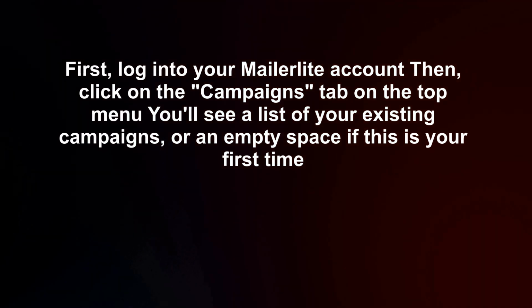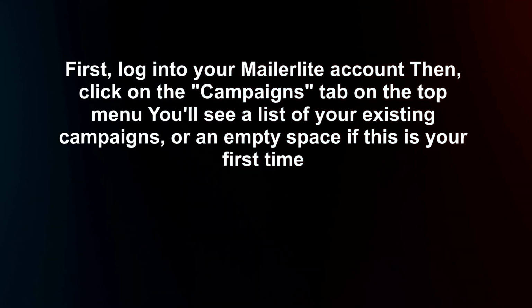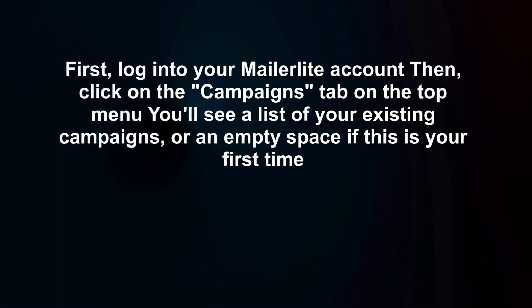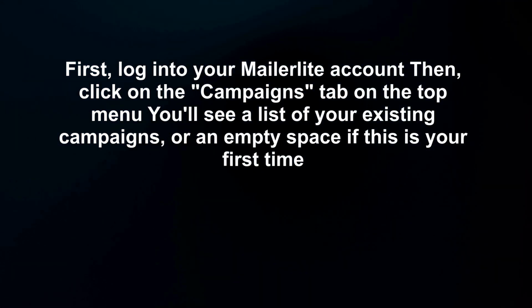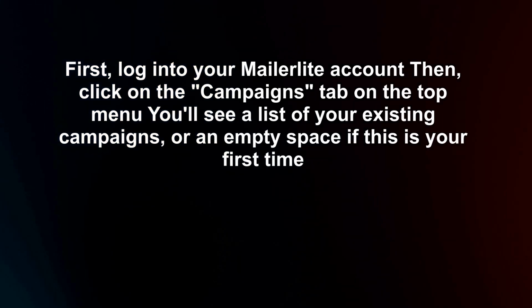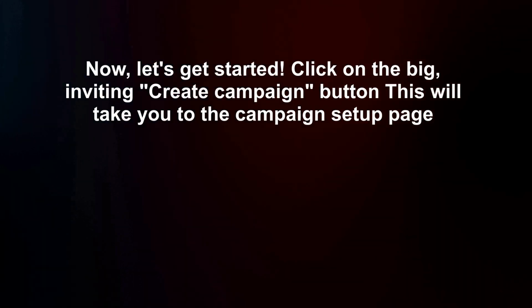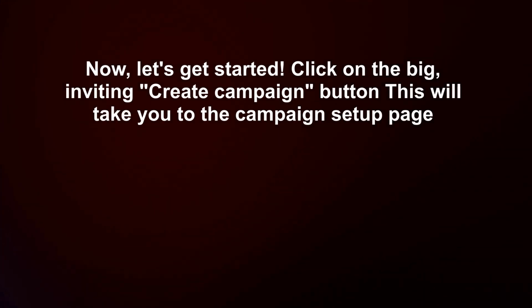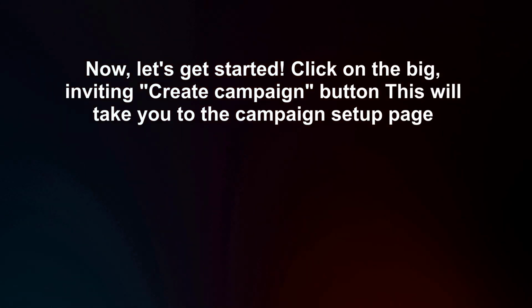First, log into your Mailerlite account, then click on the Campaigns tab on the top menu. You'll see a list of your existing campaigns, or an empty space if this is your first time. Now, let's get started. Click on the big, inviting Create Campaign button. This will take you to the campaign setup page.